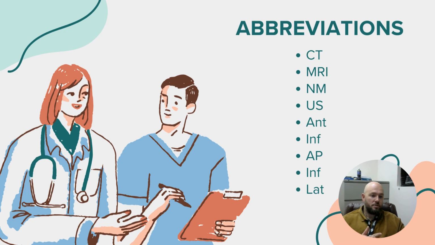US stands for ultrasound or sonography study. Ant is the abbreviation for anterior, the front of the body. Inferior is lower. AP, anterior posterior. So we talked about front to back. Again, it's on there twice. Inferior, and then lat is lateral, to the side. There are definitely more abbreviations. Those are just some of the highlights.